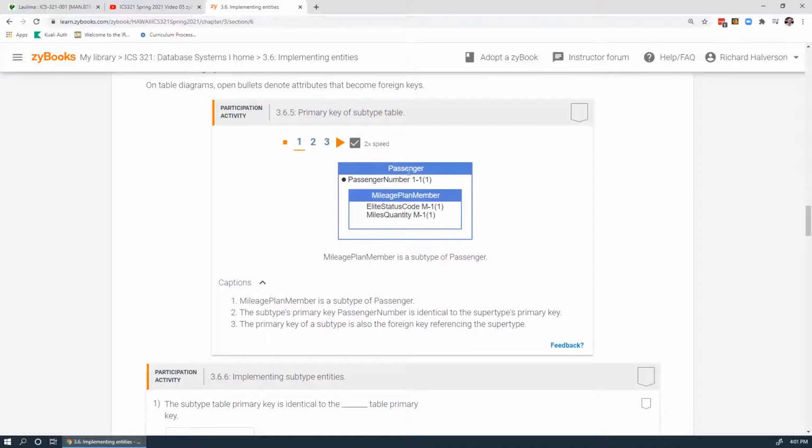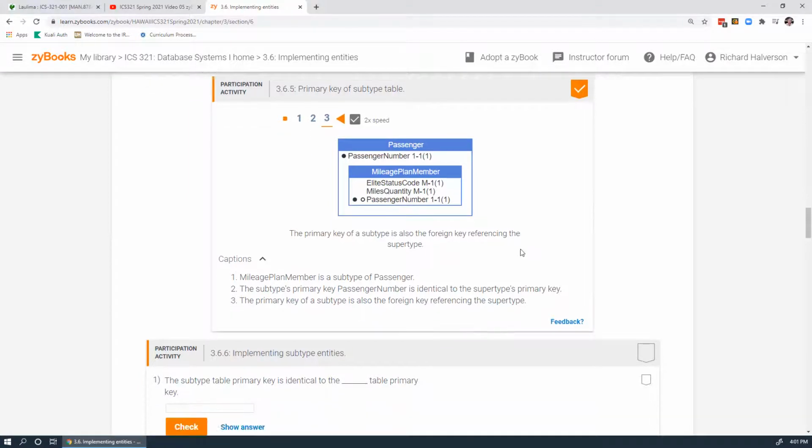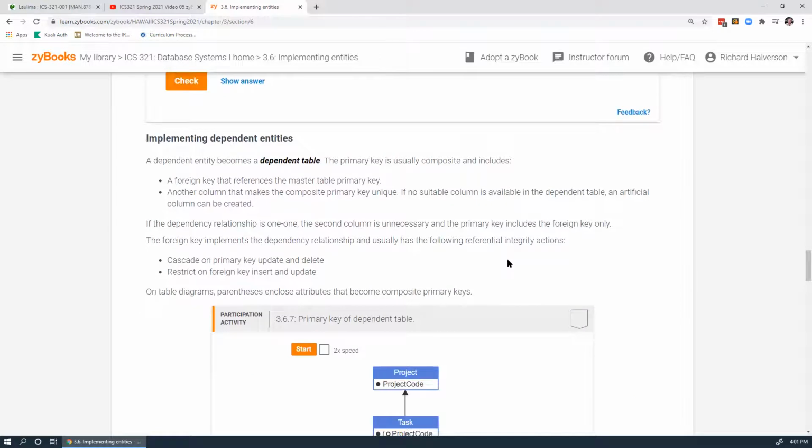So this is a passenger. Passenger has a mileage plan number. The subtype's primary key is identical to the supertype's primary key. The primary key of the subtype is also the foreign key referencing the supertype.